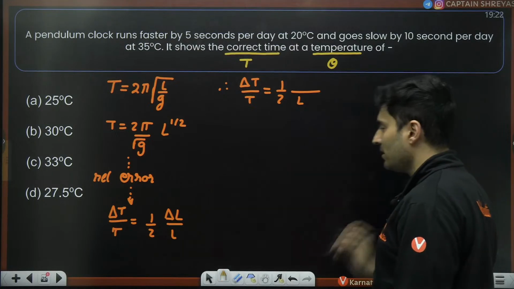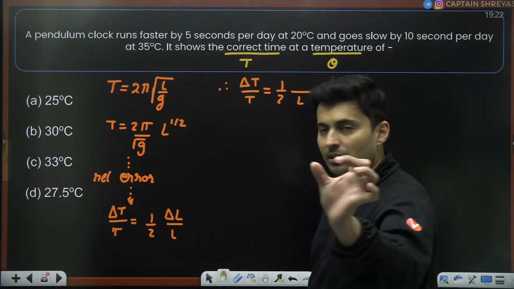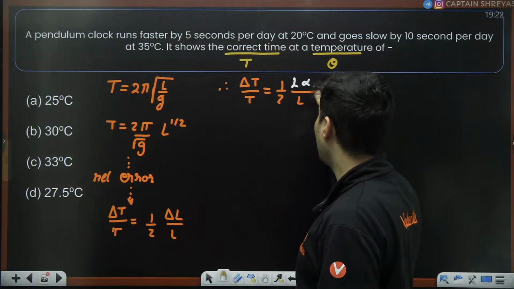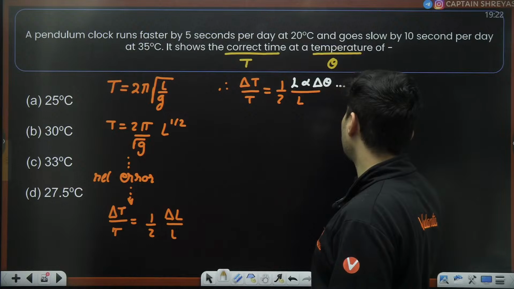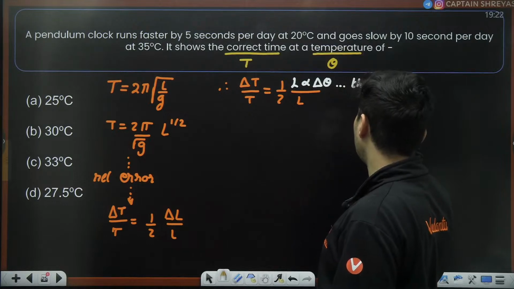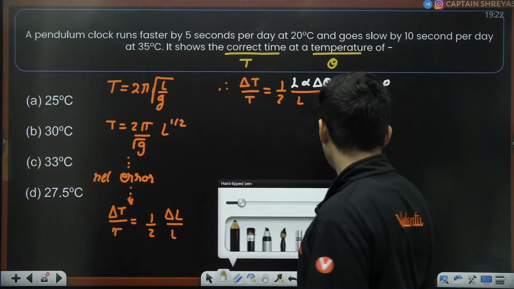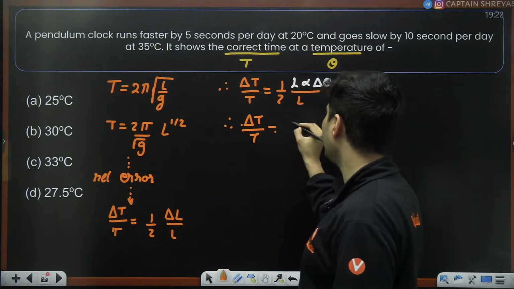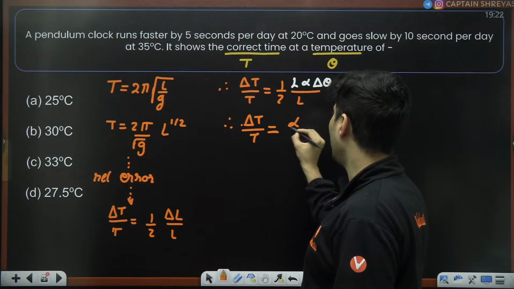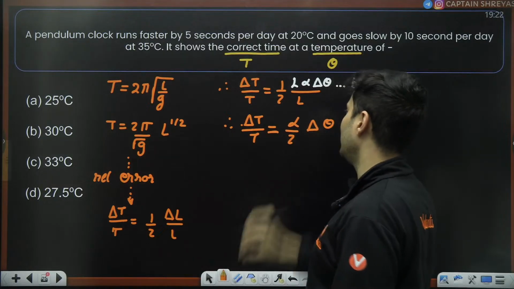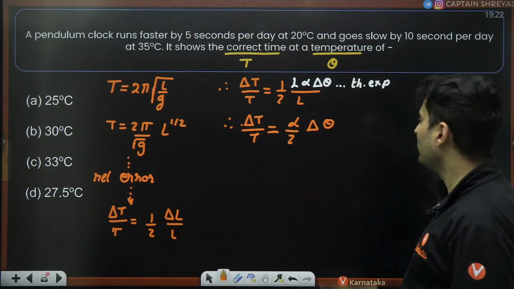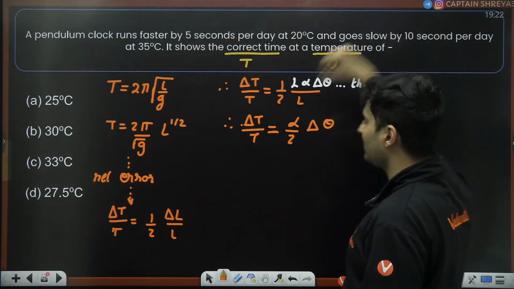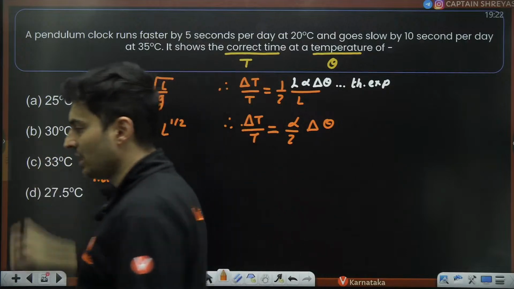Delta L, observe this, is the change in length. And that change in length is given by the thermal expansion formula, L alpha delta theta. This is your thermal expansion concept. L will get cancelled. Therefore, delta T by T will be equal to alpha by 2 into delta theta. Awesome, so we got this. I will use this information here, 5 seconds and 10 seconds, for both these places.